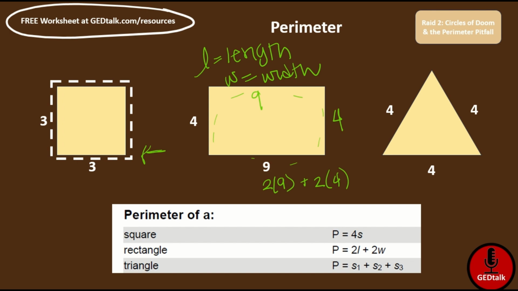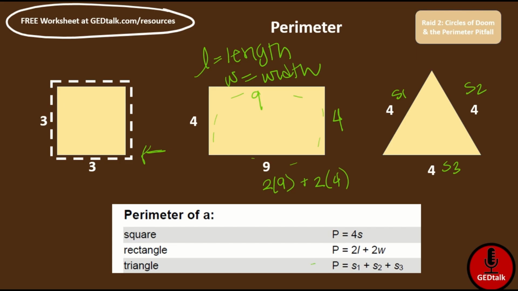Let's move on to the perimeter of a triangle. So down here, it says P equals S1 plus S2 plus S3. Well, we know that S means side. So I have side 1, side 2, and side 3. If you're like, well, how did you know this left one was side 1? It doesn't matter, folks. As long as you know, you need to just add up all of the sides.